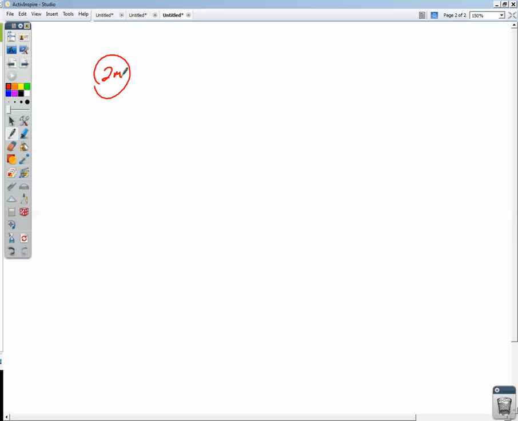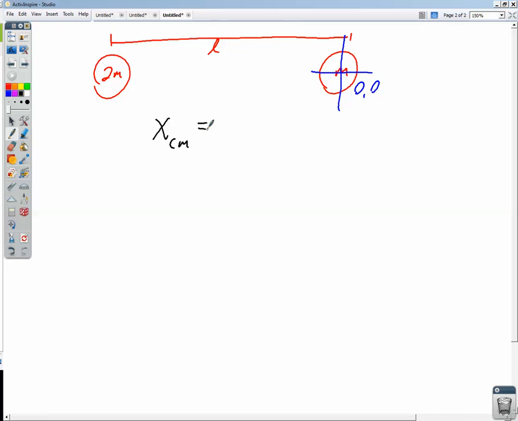We've got mass 2m here, and now mass m over here. Again, they're separated by a distance L. And we pick our origin of our coordinate system. Let's pick this guy, 0, 0. The mass on the right-hand side is our origin.